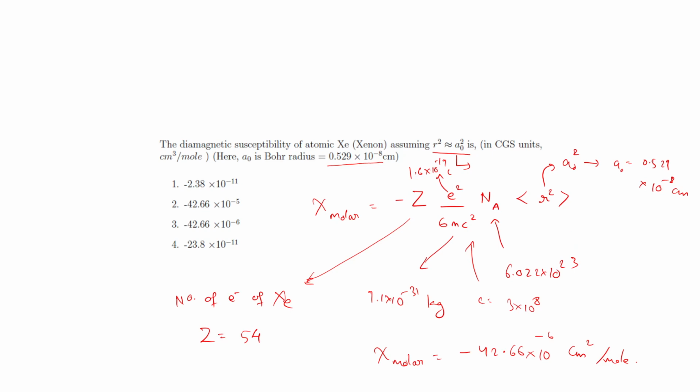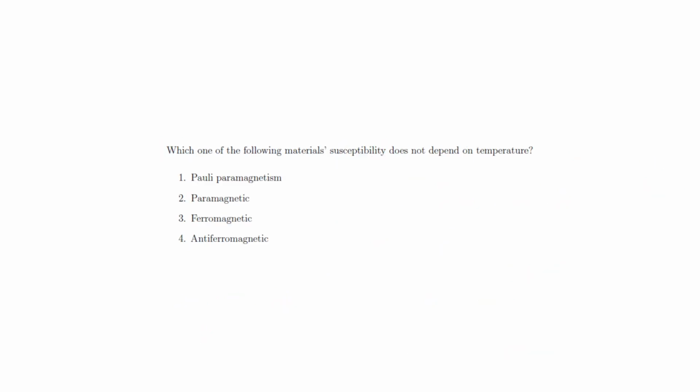Now let us go to the next question. Which one of the following material susceptibility does not depend on temperature? You see, Pauli paramagnetism, just now we saw chi Pauli, it was something like mu naught mu B square times the density of states at the Fermi level. So here, this is independent of the temperature.